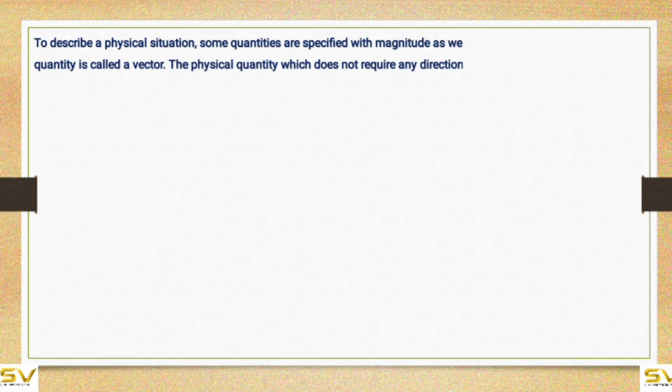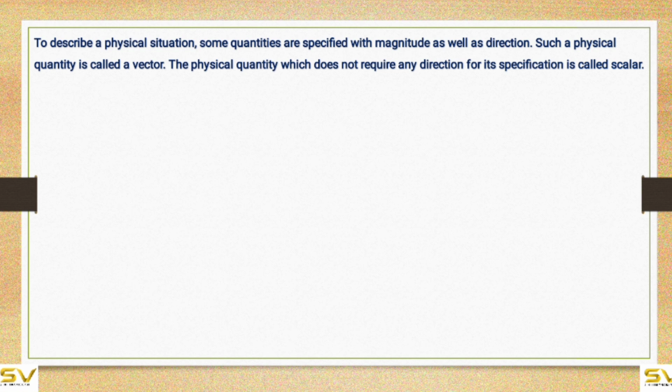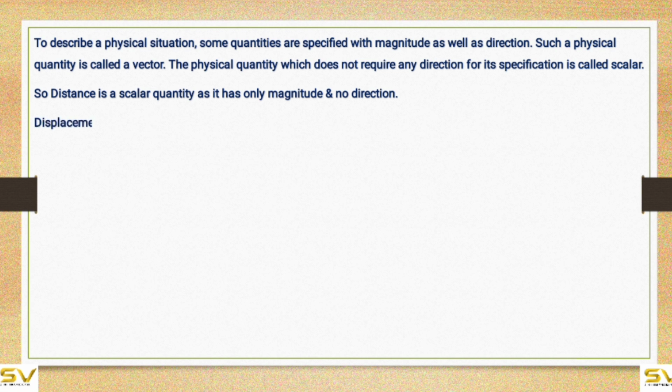To describe a physical situation, some quantities are specified with magnitude as well as direction. Such a physical quantity is called a vector. The physical quantity which does not require any direction for its specification is called scalar. So, distance is a scalar quantity as it has only magnitude and no direction. Whereas displacement is a vector quantity as it has both magnitude and direction.